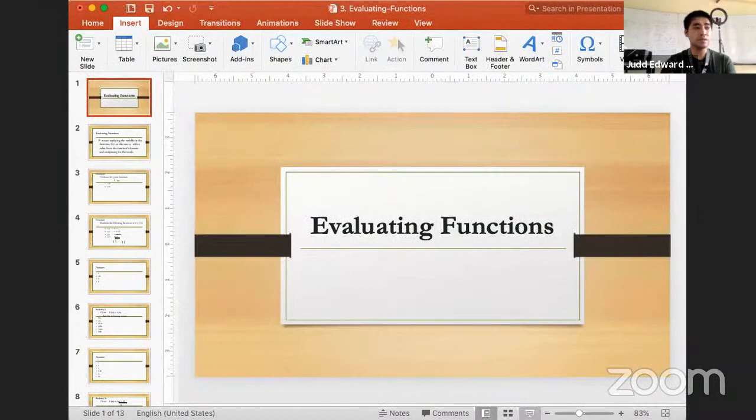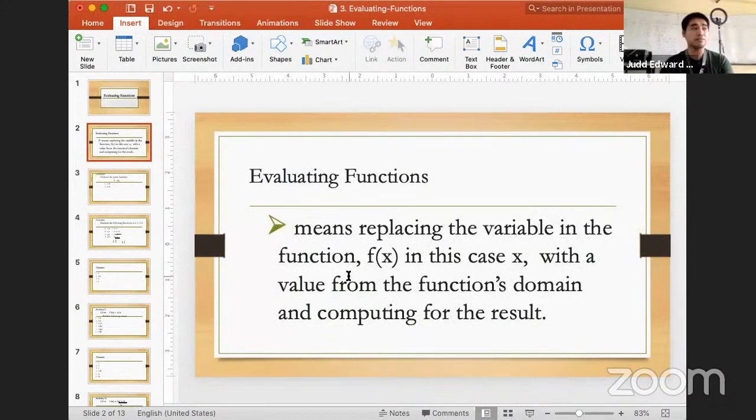So how do we know when to evaluate a function, and what is evaluating functions? When we say evaluating functions, it means replacing the variable in the function, f of x in this case, x. If it's f of y, we will replace y. If it's g of x, x is still what we replace. If it's g of h, h is what we replace with a value from the function's domain and computing for the result. Always remember that the given is the domain, and that given is the one being replaced in the function.